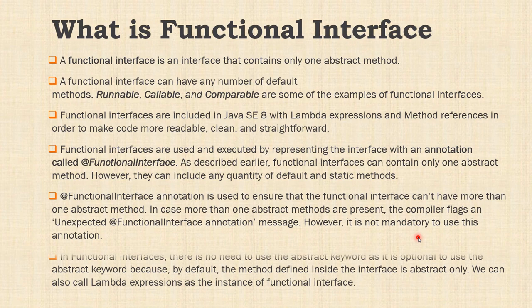In functional interfaces, there is no need to use the abstract keyword, and it is optional, because by default the methods defined inside the interface are abstract only. We can also call a lambda expression an instance of a functional interface. All the methods which you declare inside the functional interface will be abstract methods only.